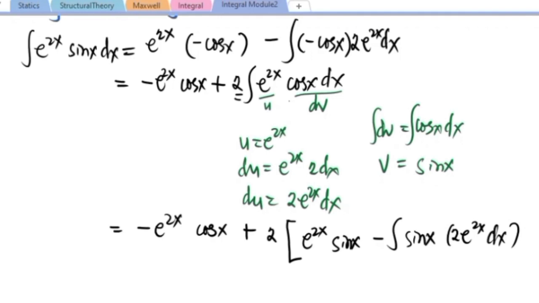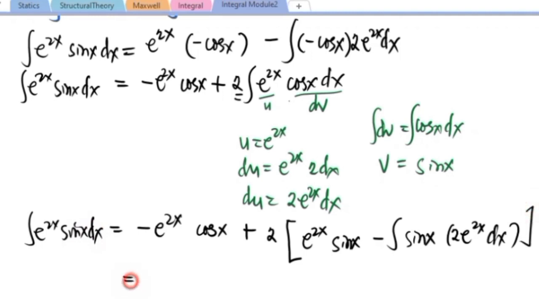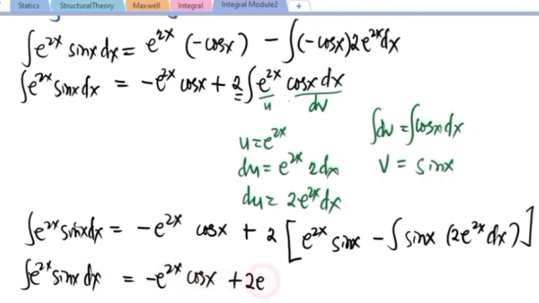Susulat ko yung nasa left side. E to the 2x here, sine x dx, and e to the 2x sine x dx. So, simplifying this, we have e to the 2x cosine x plus 2 e to the 2x sine x. So we have 2 times 2, so that's minus 4 multiplied by e to the 2x sine x dx.